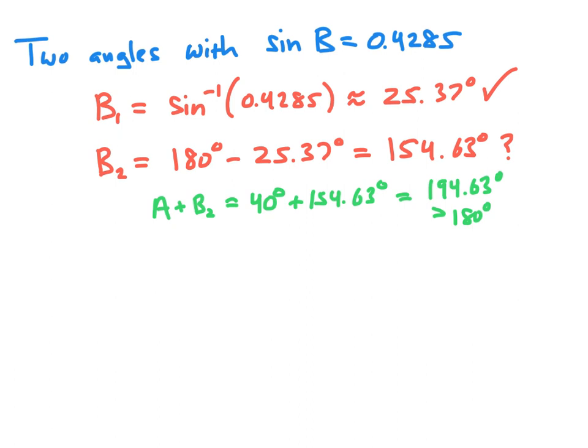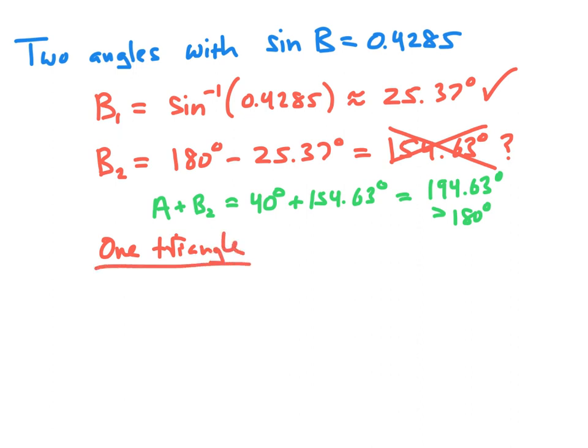And so if B2 were a possible angle in a triangle, then we would have two of the angles adding up to something more than 180, and that's impossible. And so since this sum is bigger than 180, this tells us that angle B2 is not going to work, and that we're only going to have one triangle for this particular example.